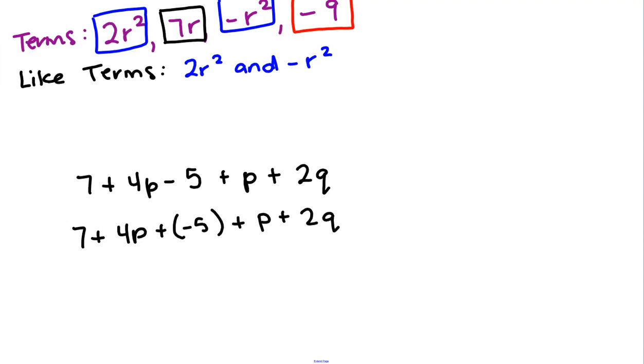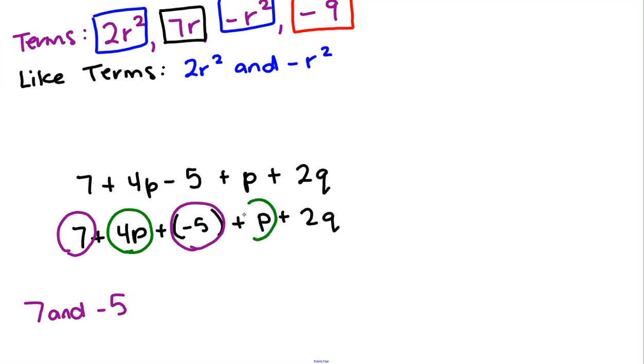Okay, so now that we've done that, we can list our terms. We know we have 7, we have 4p, negative 5, p, and 2q are our terms. Well, let's look for some like terms. We have a constant term here, 7. We also have another constant term here, negative 5. Those are like terms, so 7 and negative 5 are like terms. Let's look for some more. Well, we have 4p and we have p. Those have the same variables, so 4p and p are like terms.